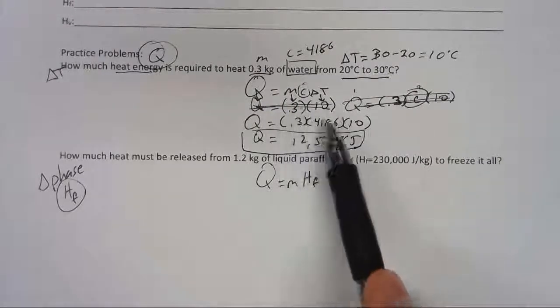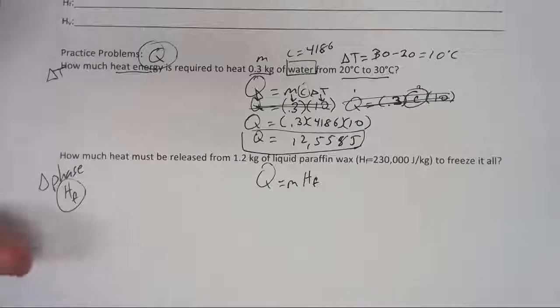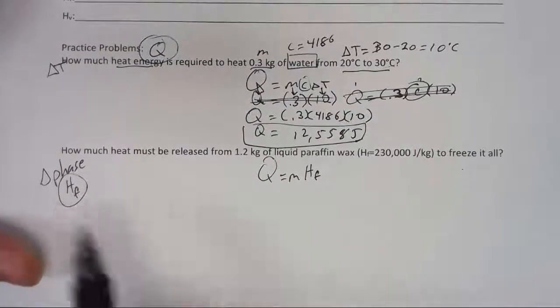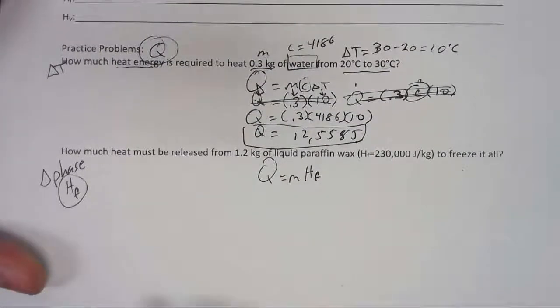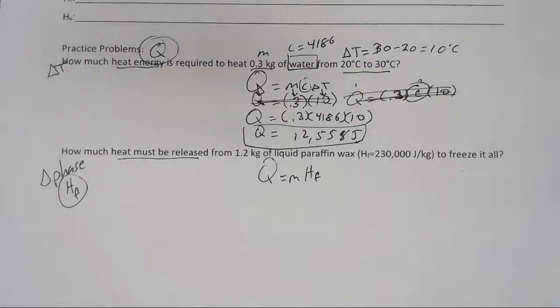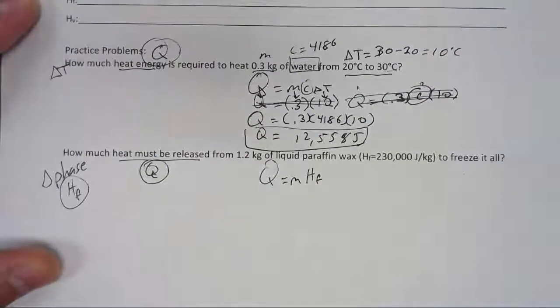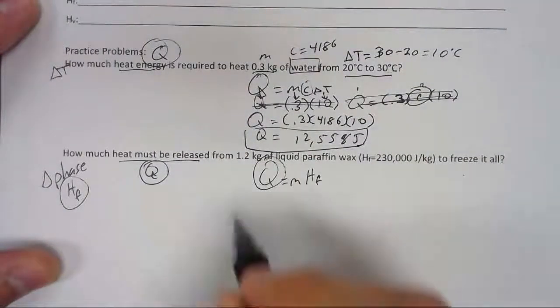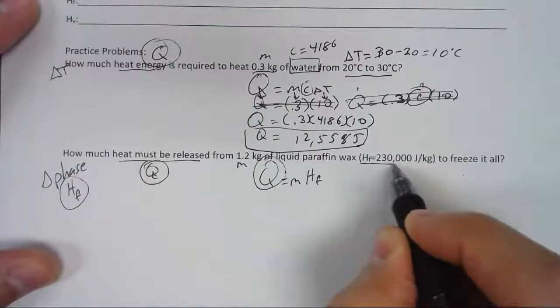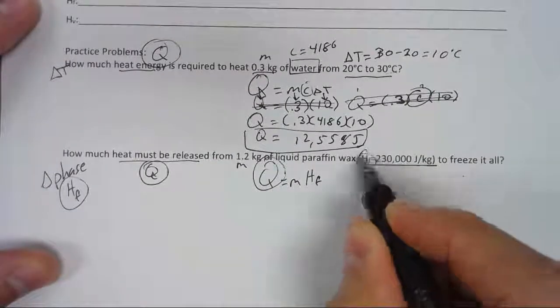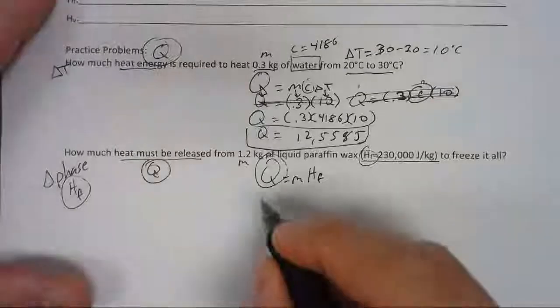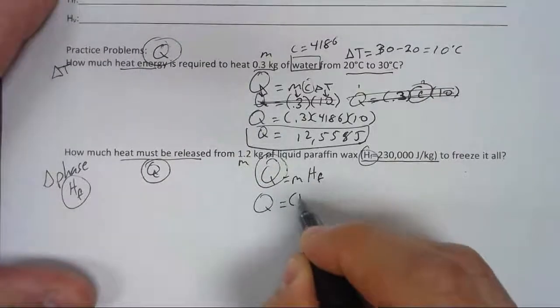But you could be asked to solve for any of these others. Just be prepared for that. The second one, we decided that we're going to use Q equals MHF. How much heat must be released? Now you've got to be careful here because a lot of people read this and they go, oh, I must be solving for HF because it's an H for heat. That's not what you're solving for. Heat added or released is always Q. Q is what we're finding here. They give us the mass, and I also know I'm not solving for HF because they gave it to me. There's my HF. So this one, again, very simple, plug and chug.